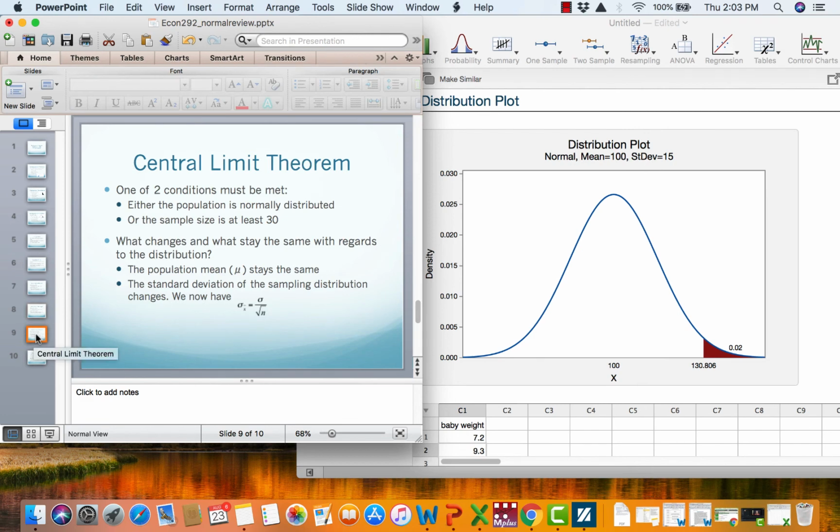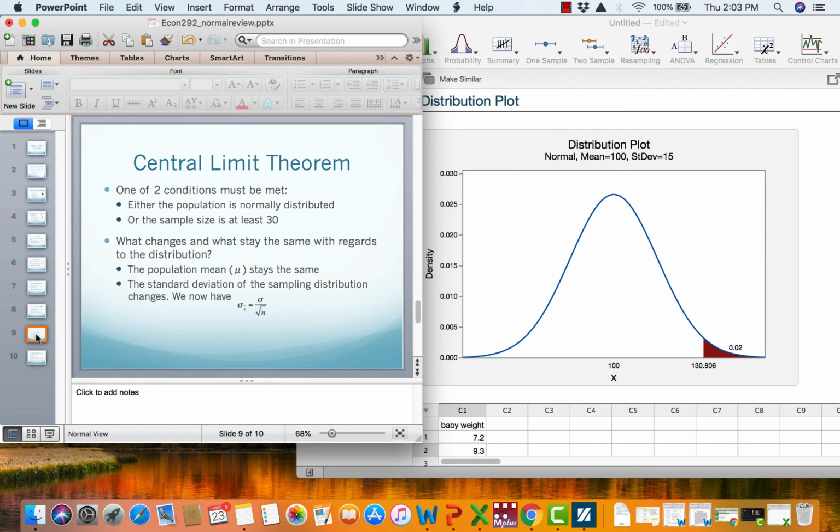Just to review one more time, one of two conditions must be met to use the central limit theorem, and that is that either the population is normally distributed, like we have seen with IQ, or the sample size is at least 30. Either of these conditions works, but we do have to have one of them.